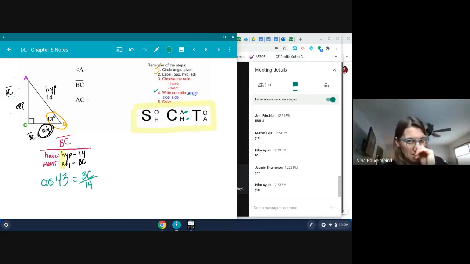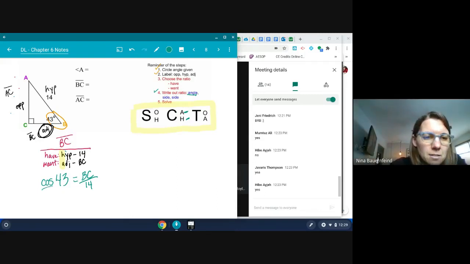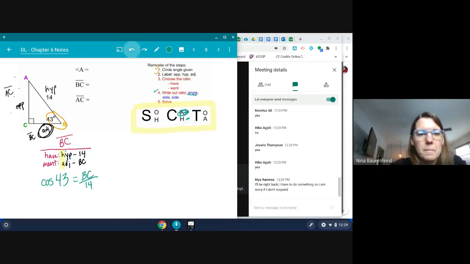I'm going to say that again. Javar said we're going to choose cosine because we have A and H right here, and we have A and H right here. So then we write cosine of the angle we circled equals adjacent divided by hypotenuse. It always goes in that order. Okay, sounds good, Lance. Thank you.